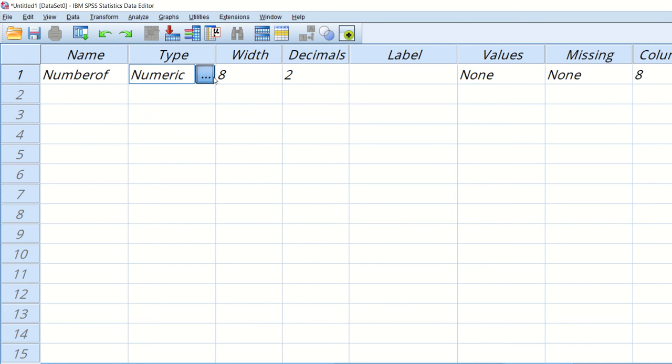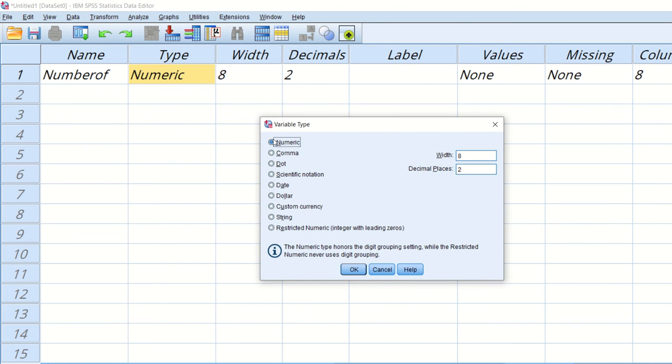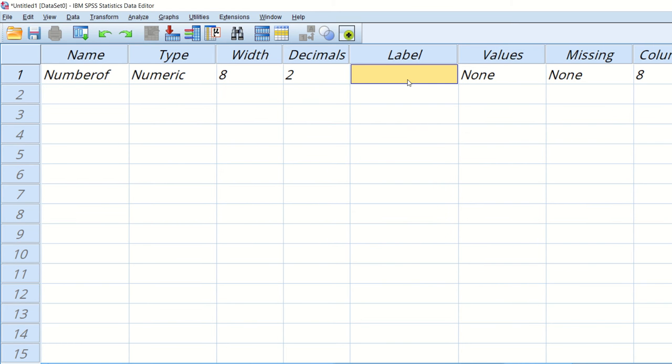And type. We have numeric type. We have string type. With the numeric type, we define the width and decimal spaces. What is the width of this numeric? How many digital points do we have? Here in label, we write what it is about. You can write anything in the label part.